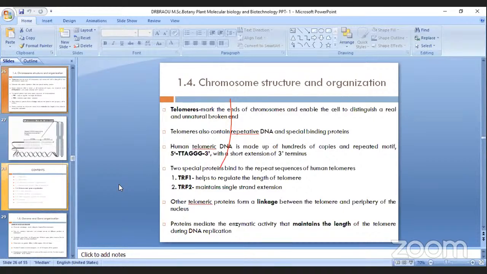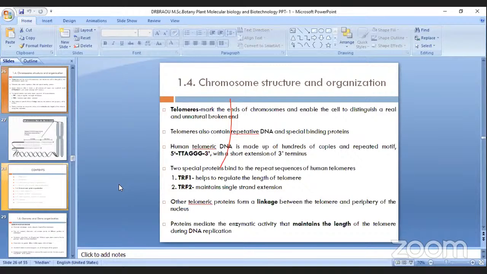Telomeres, we all know, are the terminal parts. They are the ends of the chromosome. What do they do? They distinguish the real ends from unusual broken ends. When there is an unusual broken end and the telomere recognizes it, then it can heal itself. If it is a real end, then it doesn't heal. For this distinction, telomeres help.